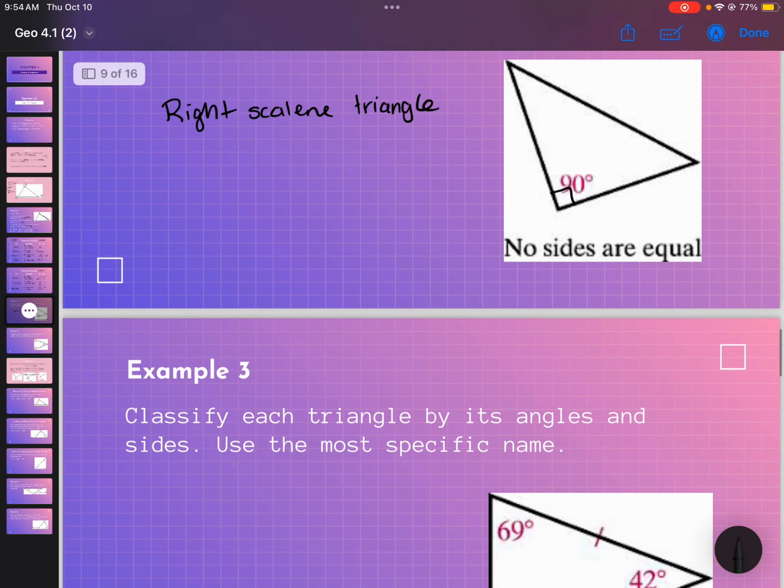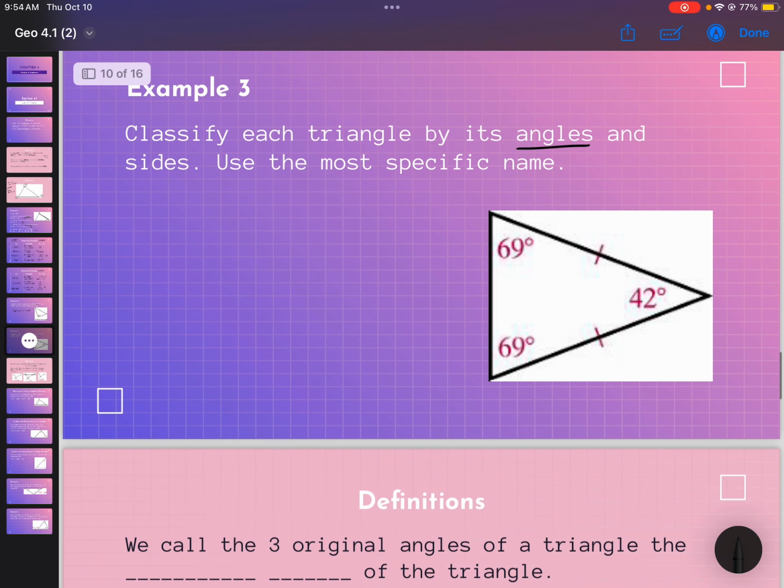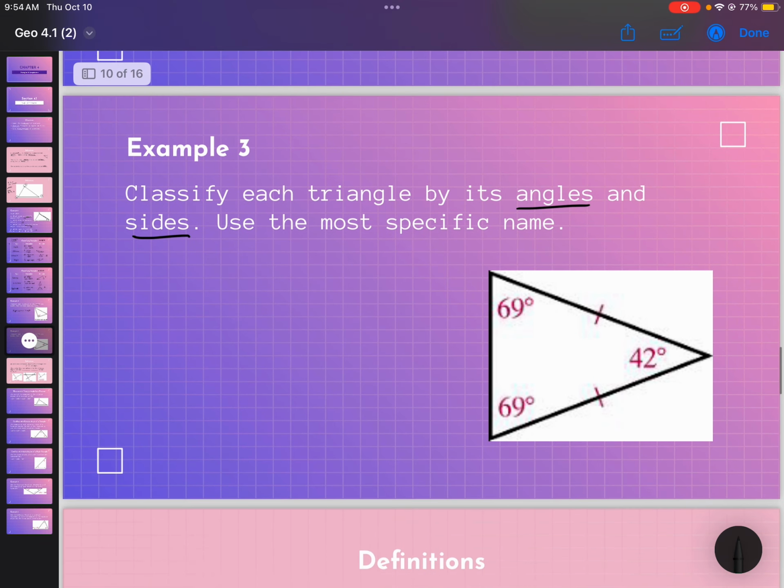Let's try another one. Again, I need to classify by angles and sides here. So I see that I have two sides that are congruent. So I know it's isosceles. And I see that all three of these angles are less than 90 degrees. So I am dealing with an acute isosceles triangle.